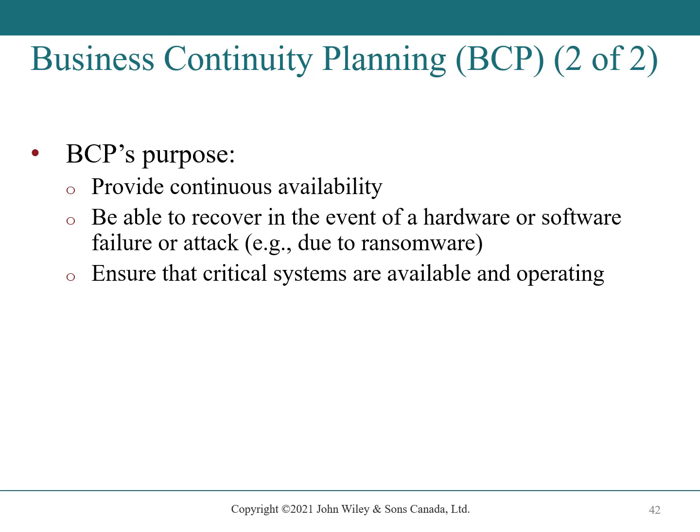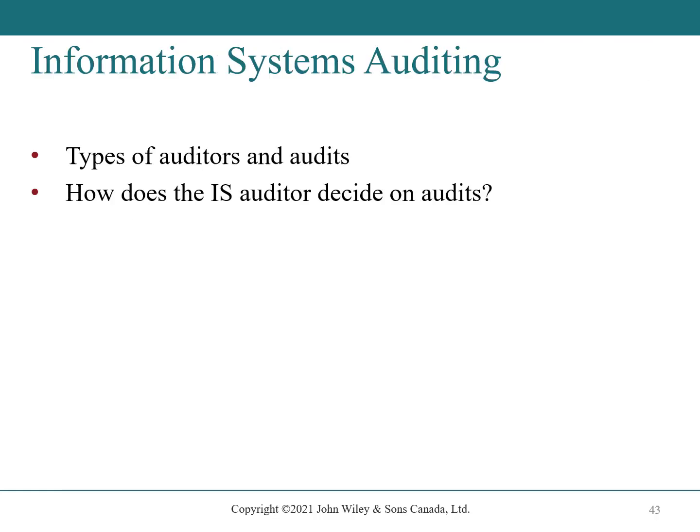The purpose of business continuity planning is to provide continuous availability and to be able to recover in the event of a hardware or software failure or an attack, for example, due to ransomware or due to terrorism, and to ensure that critical systems are available and operating. These sort of systems, for instance, Nike's website, are mission critical. They simply cannot be allowed to go down.